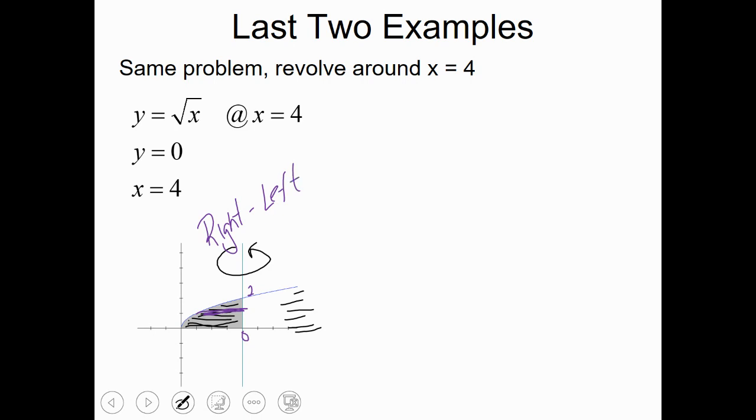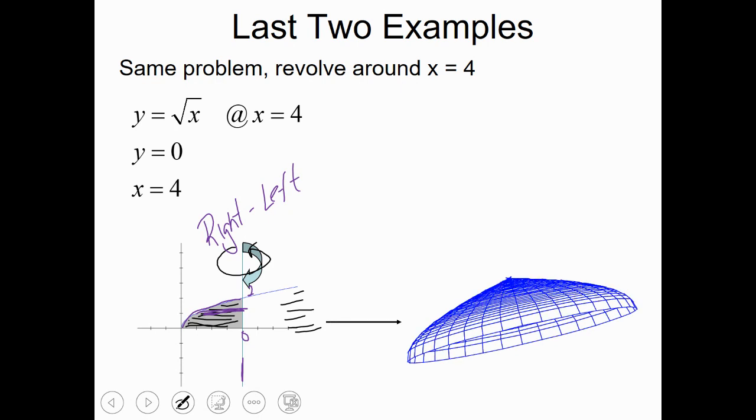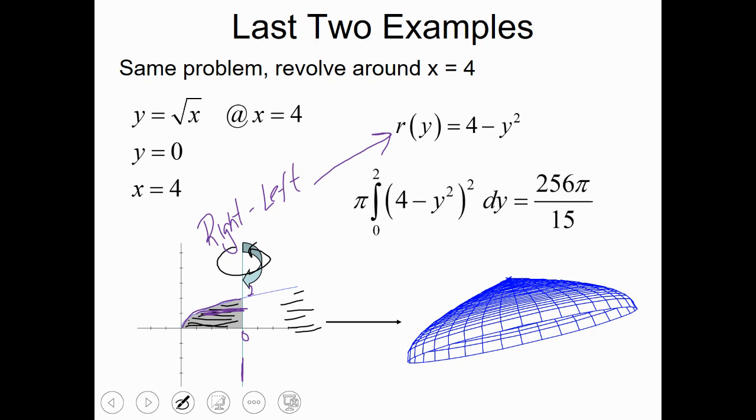So the right curve is this vertical line, 4, and the left curve is this square root of x, but we want to write it as y squared. So it's going to look like this. There's my picture. I think it looks like the top of an acorn. So 4 minus y squared is going to be my radius. That is right minus left. That's where that comes from. And then my boundaries are going to be 0 to 2.